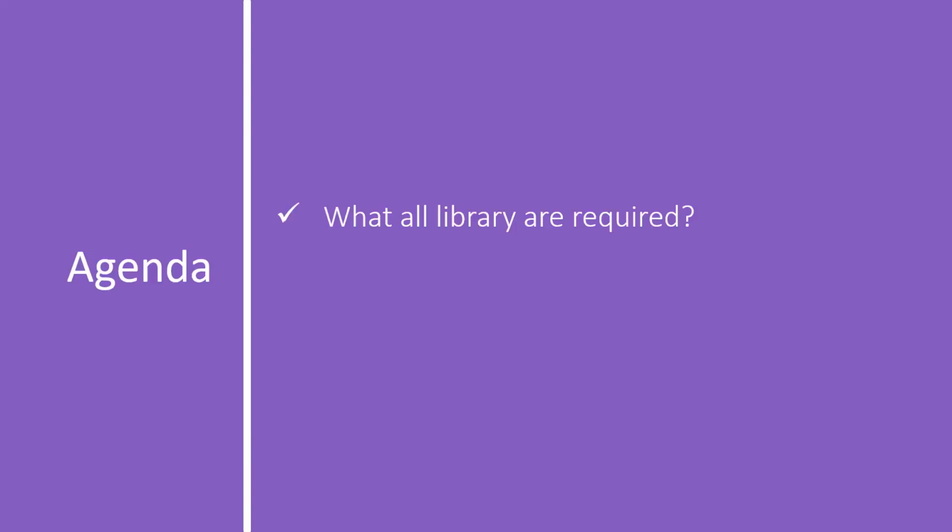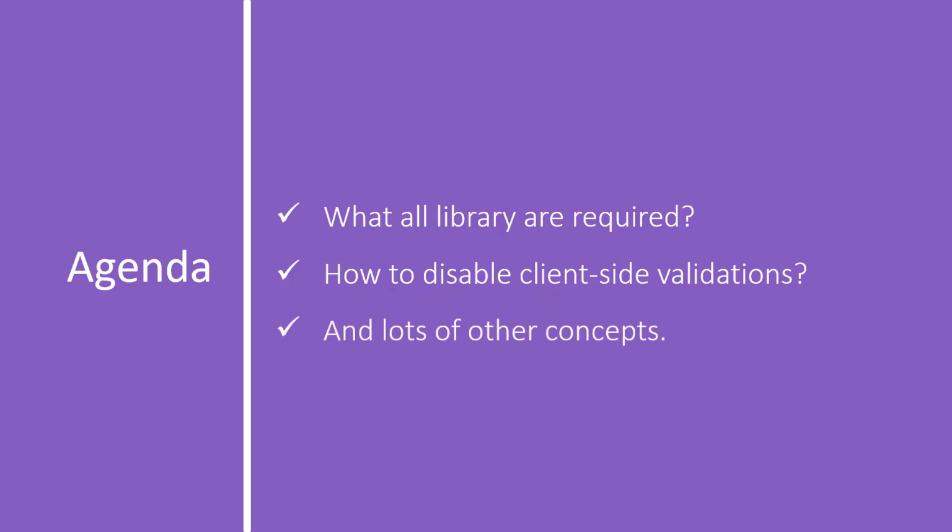We will learn how to implement client-side validation in ASP.NET Core, and to work with client-side validation, we need some libraries. So we will learn what libraries are required to work with client-side validations. We will implement the client-side validation, and we will learn how to disable it by making some changes in our configuration. Several other things that are required to work with client-side validation in ASP.NET Core we will cover in this video. Let's open Visual Studio.